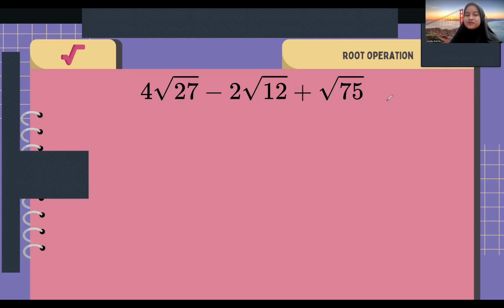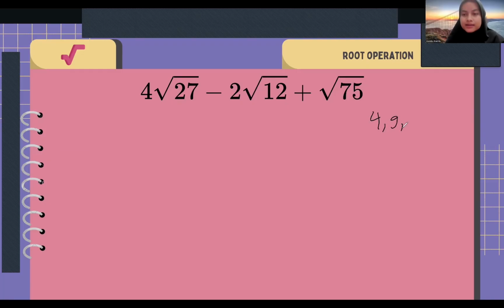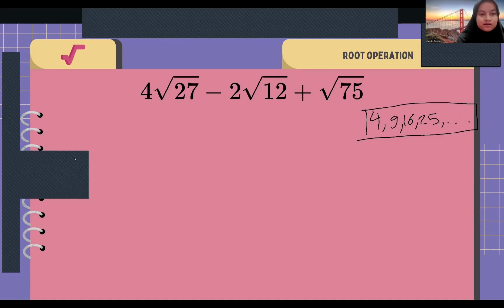But before we simplify, do you guys remember perfect square numbers? So perfect square numbers are like 4, 9, 16, 25, and many more. These are perfect square numbers. So let's start with 4 times the square root of 27.